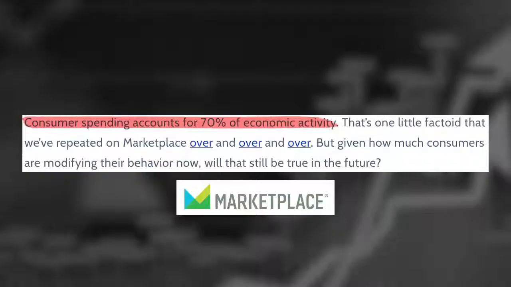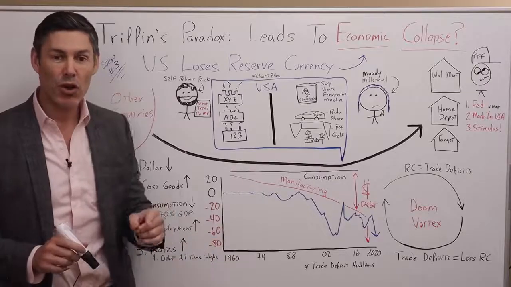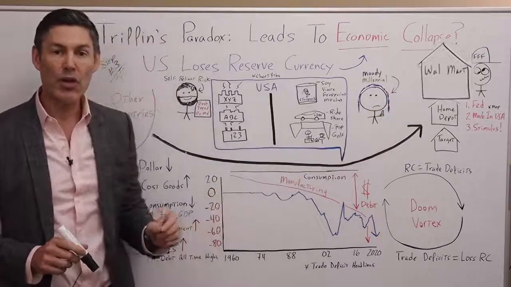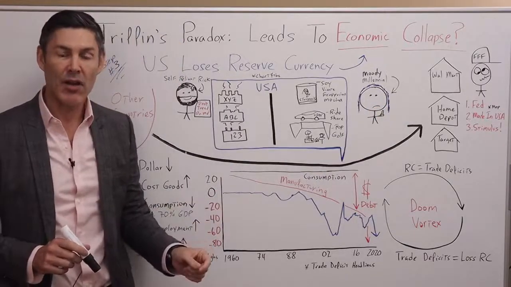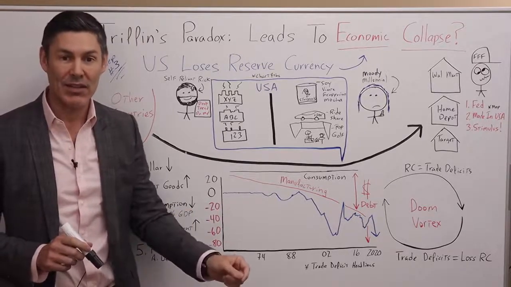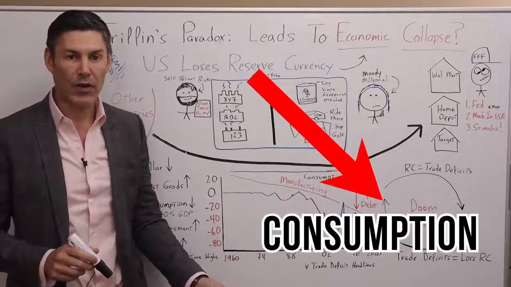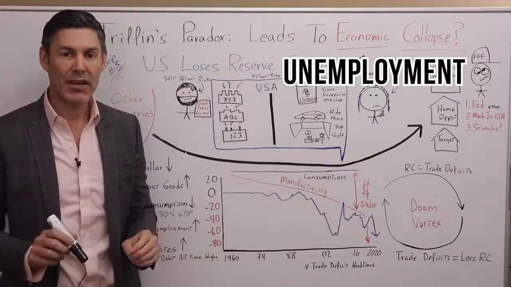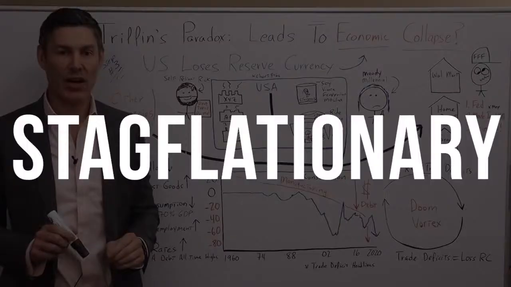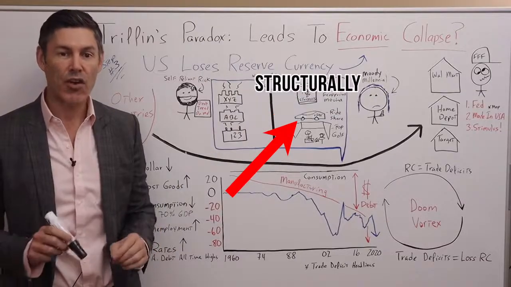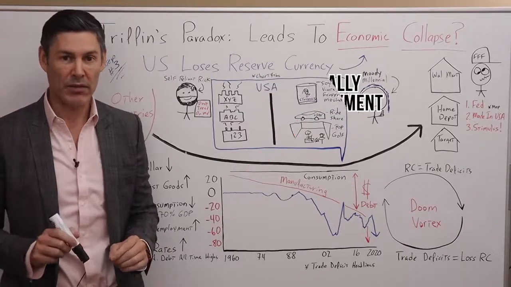But remember, consumption is over 70% of GDP. So if the next time you go to Walmart, the prices are double, triple, quadruple, what do you think that does for the consumption level of the average Joe that doesn't have $500 in his savings account? Consumption would fall off a cliff, and if consumption falls off a cliff, unemployment goes up. So that takes us right into a stagflationary environment with high rates of consumer price inflation and structurally high unemployment.